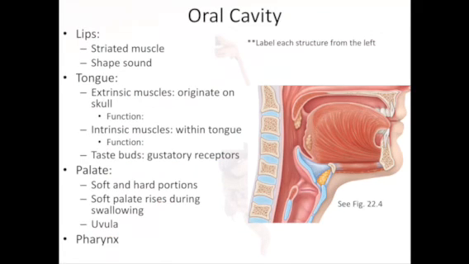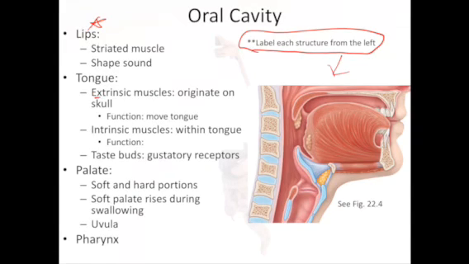Okay, so let's start looking at the actual structures starting in the mouth all the way down. We'll start with the oral cavity. Oral cavity obviously is the mouth. You can go ahead and label each of the structures on the diagram here using the structures over here. So lips, tongue. Obviously the tongue is controlled by two different types of muscles. The extrinsic muscles, which move the tongue, originate on the skull. That's why they're extrinsic. And then intrinsic muscles within the tongue originate within the tongue, and they can just change the shape of the tongue. We've talked about those before a little bit with the cranial nerves.